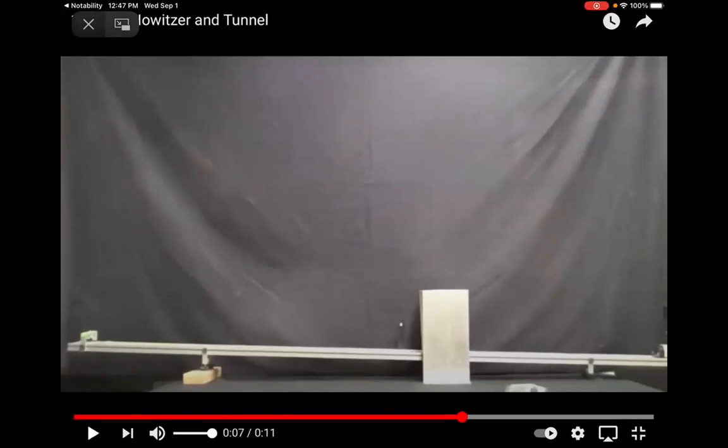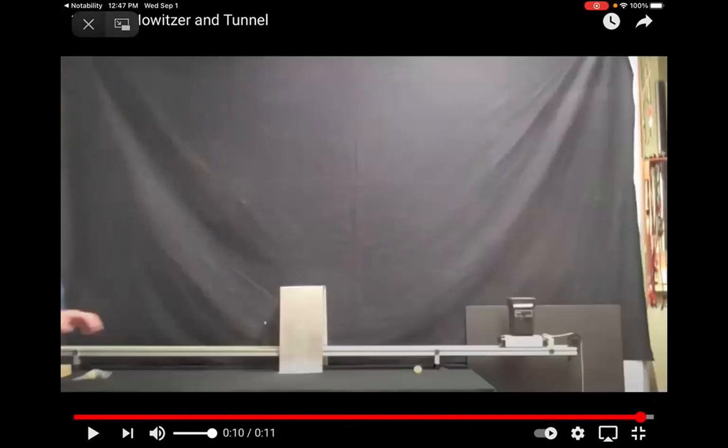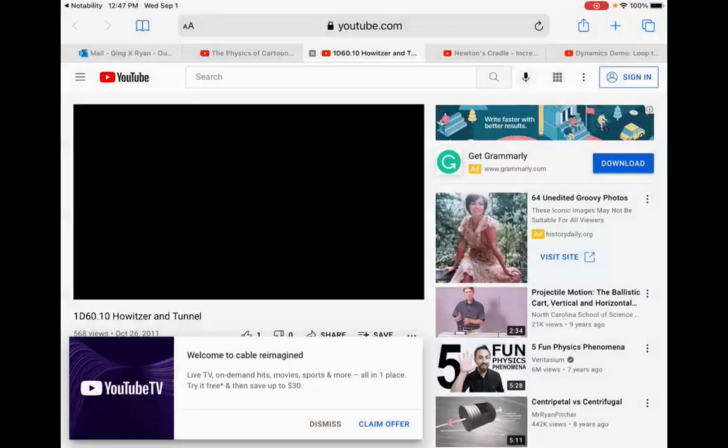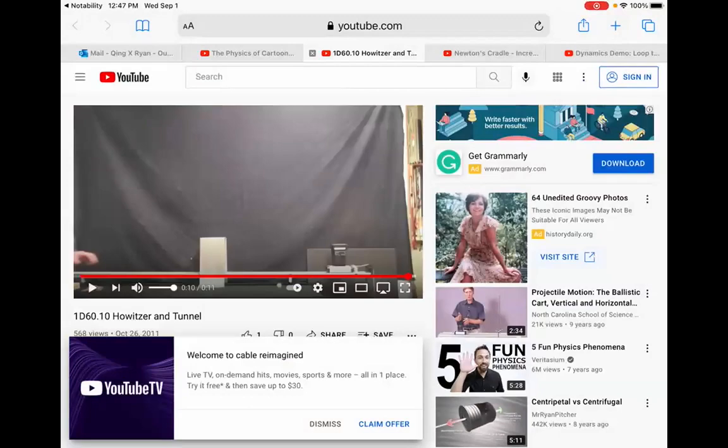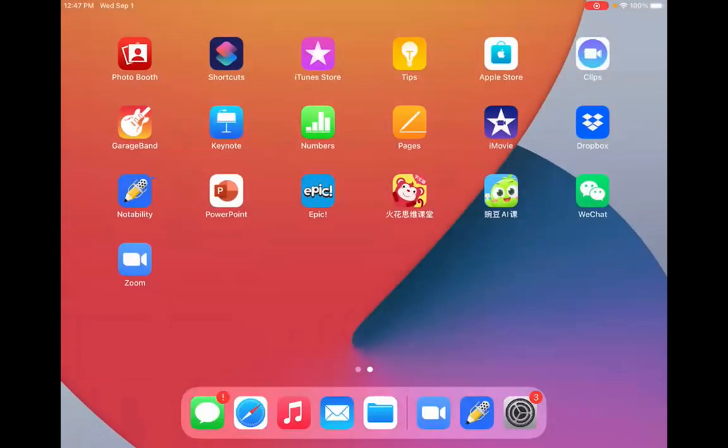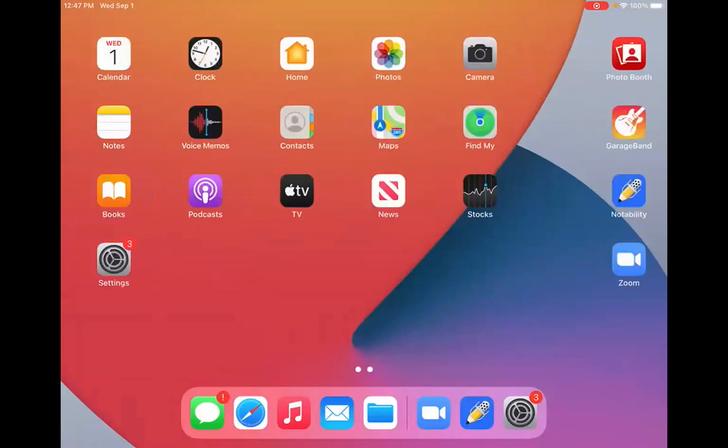Okay, so you can see that it is still able to catch it on the other side, showing that the horizontal velocity of the ball is moving together with respect to the cart. So that's not affected. So let's go back to our slides.